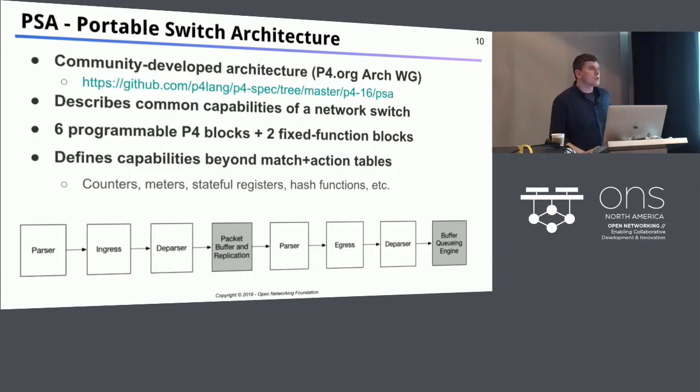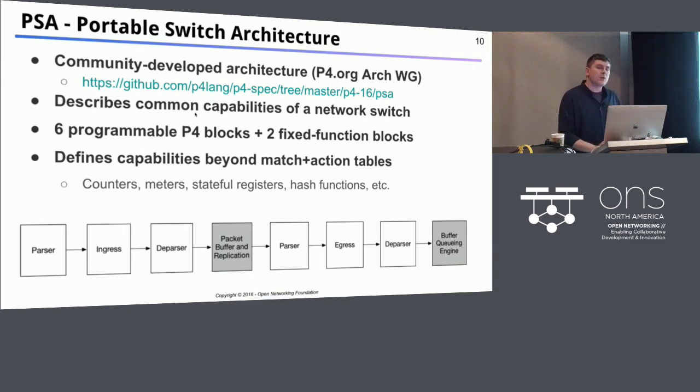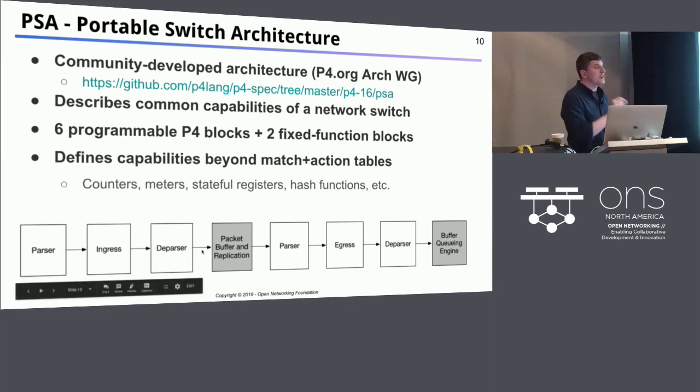An example of P4 architectures, probably the most prominent one, is the Portable Switch Architecture. This is a community-developed architecture definition. You can find the specification at this URL. I'll upload the slides soon after the talk. And it basically describes the common capabilities of a network switch, where a network switch is intended as a device with a dozen input and output ports. It provides 6 programmable blocks, and very important, 2 fixed function blocks.